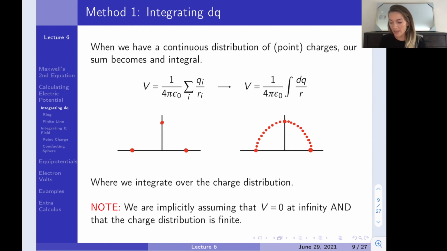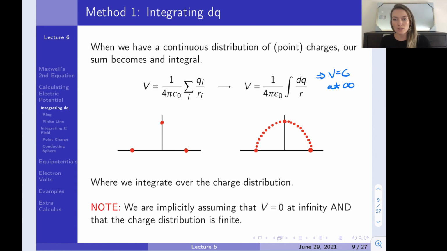And now one thing to be careful here is that yesterday I talked a little bit about the reference point where we're setting the potential and the potential energy to be 0. So this formulation, when we integrate over our charge distribution here, we're implicitly assuming that our potential is 0 at infinity. This formula only works, so this implies that our potential is 0 at infinity.